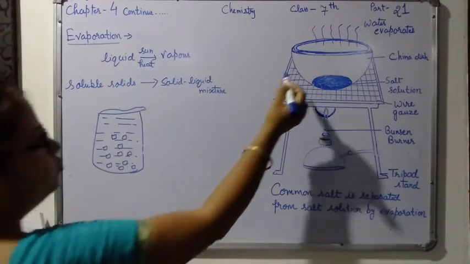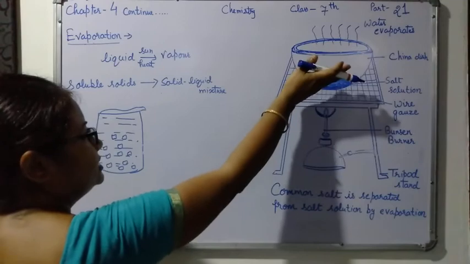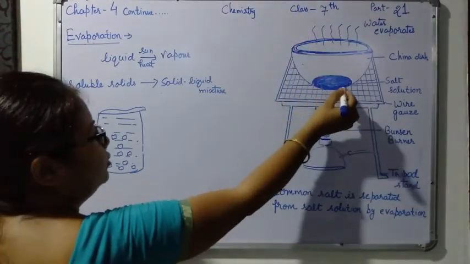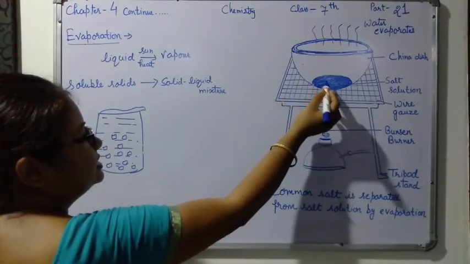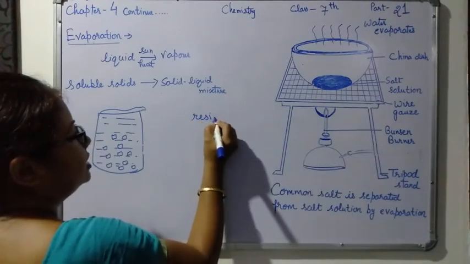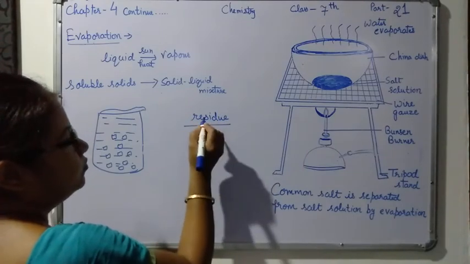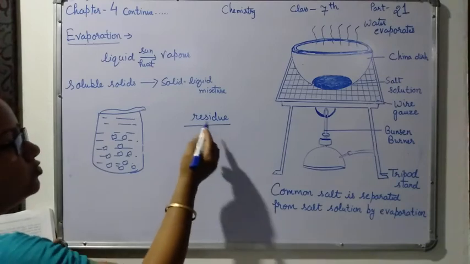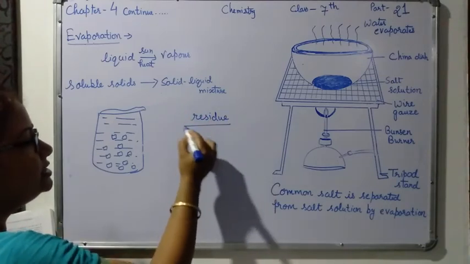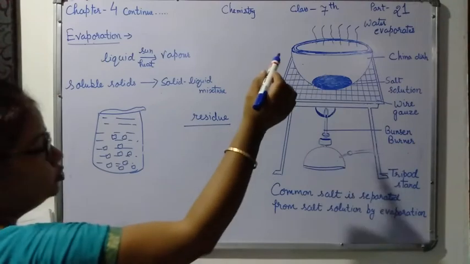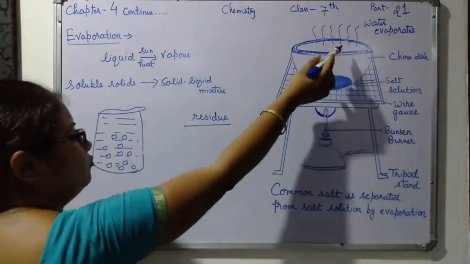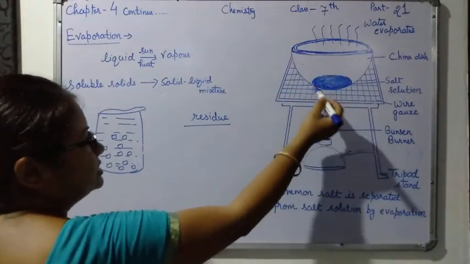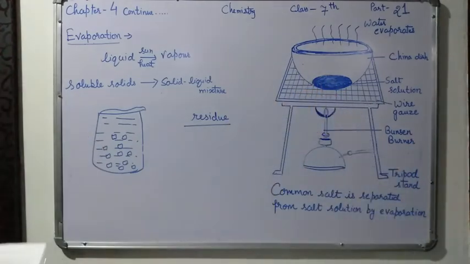Whatever water was there is evaporating, and at last you will get one white color residue. Residue means the remaining thing, the remaining substance that you get afterwards. So after evaporating the whole water, you will get one white color solid substance. So the reduction in the amount of the solution is due to the evaporation of water from the solution.